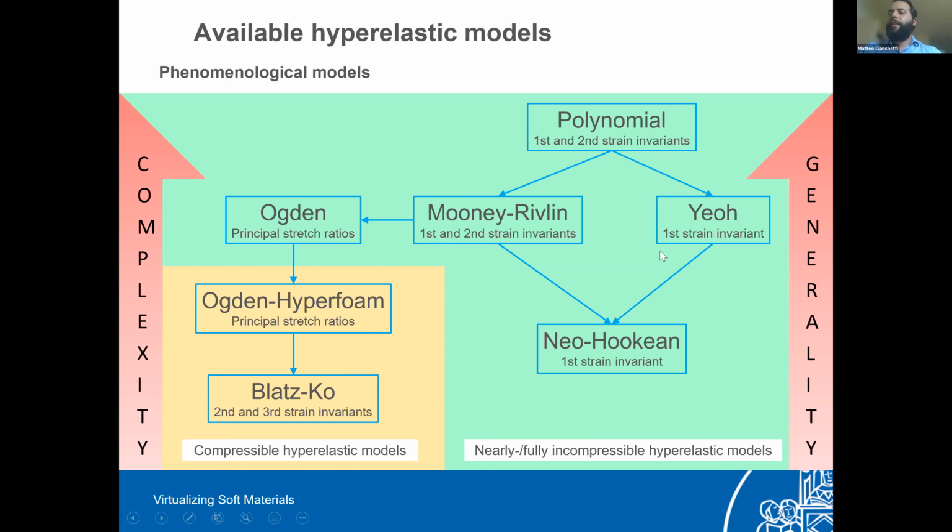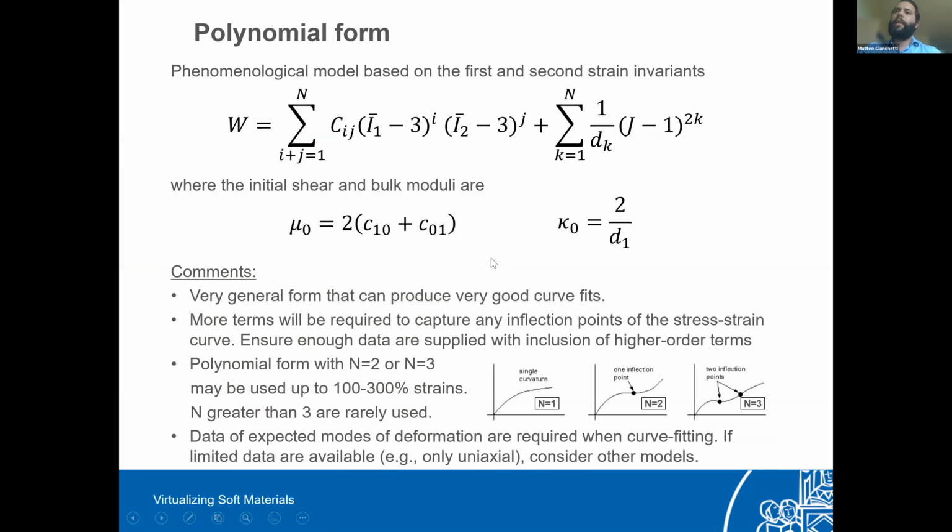They are also connected because the polynomial one, for example, is the most general and also the most complex, but then by applying some assumptions, you can derive also other models. So we have here in the upper part, the most general and complex, and then with some simplifications, you can derive all the others. Let's go a little bit more in detail on these models.